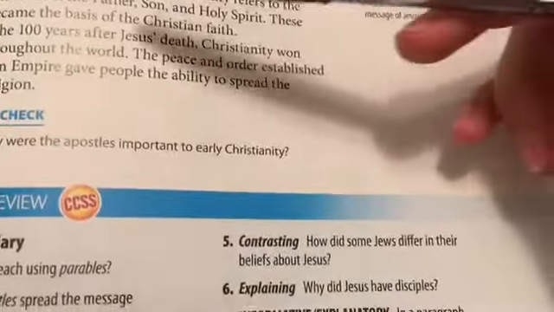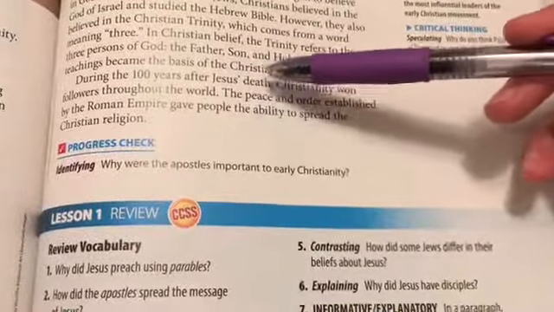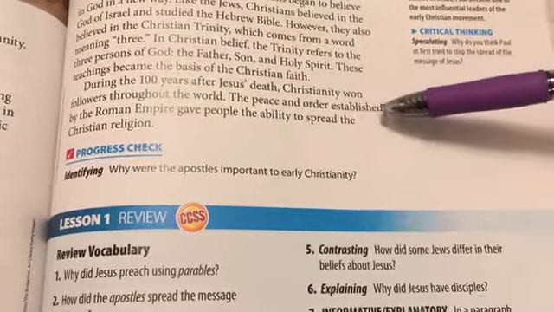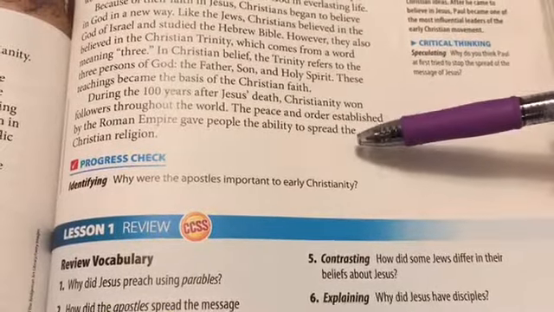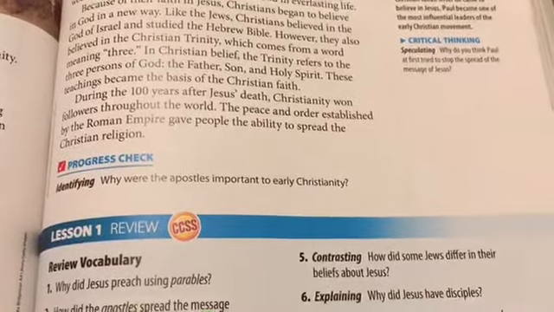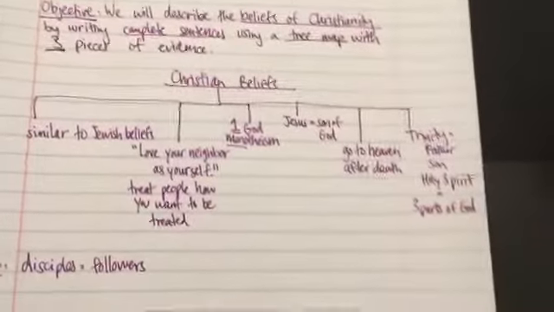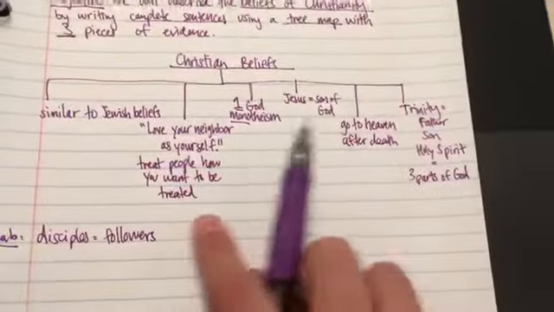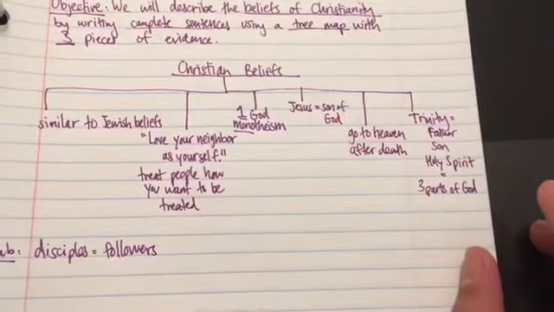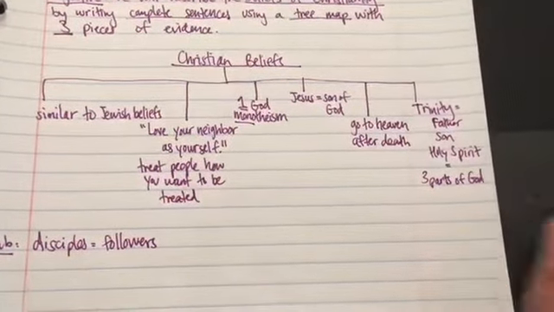Here it says, during the 100 years after Jesus' death, Christians won followers throughout the world. The peace and order established by the Roman Empire gave people the ability to spread the Christian religion. It doesn't have any more beliefs, so I'm good on finishing my tree map. Remember that if you need more space, you can always write more down here and continue another tree map, or you could turn to another page. If you want to pause the video and do that, you absolutely can.